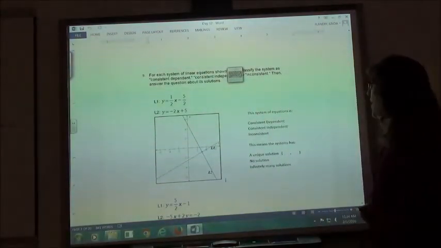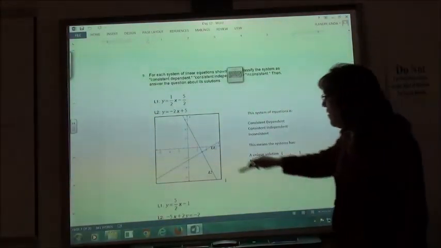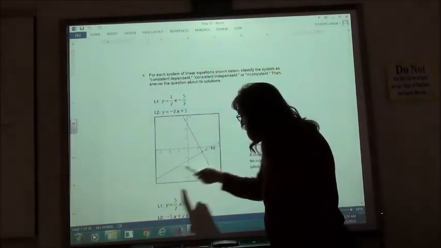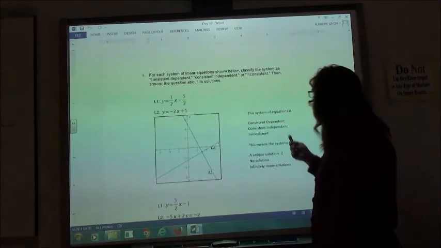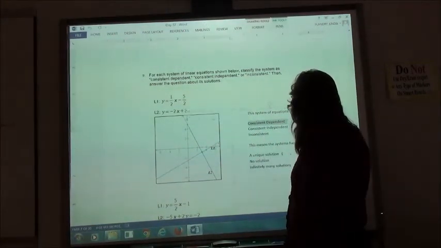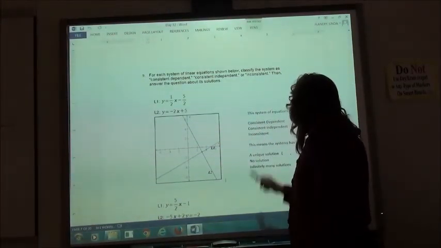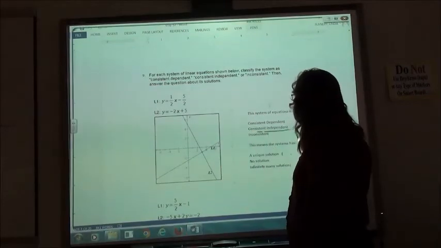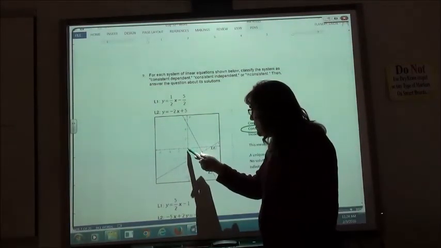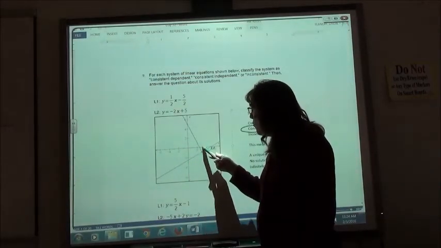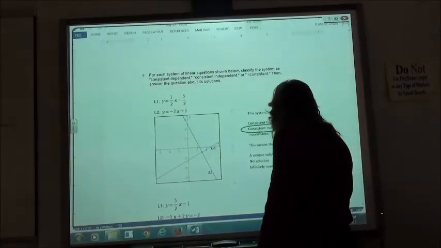So on number 9, we have one line and our other line. They intersect in a point. Since they intersect in a point, they are called consistent independent. The point where they cross is your solution. They cross at 3, -1.